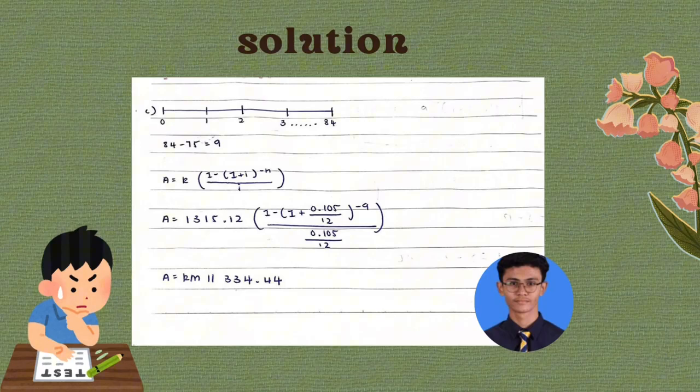In question 4C, we can see in the timeline, he must settle the payment 84 times, but he wants to pay immediately after the 75th payment. So 84 minus 75 equals 9. So based on the formula given, we just insert the answer from 4A, R equals RM1,315.12.